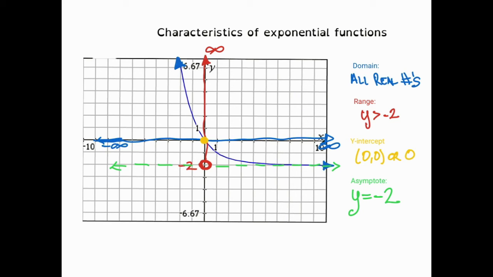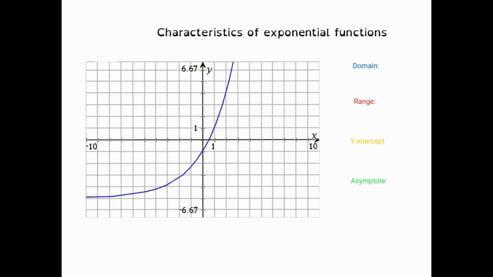We're going to do one last example. So here we have a very different exponential function. Why? Because in this case, we have an exponential growth. Now this one is closer, so let's see what we can do with it.